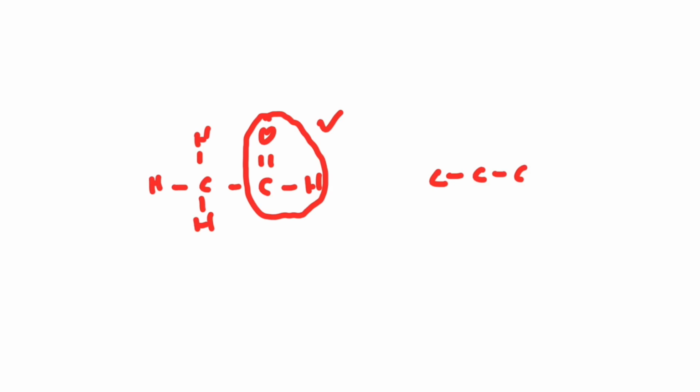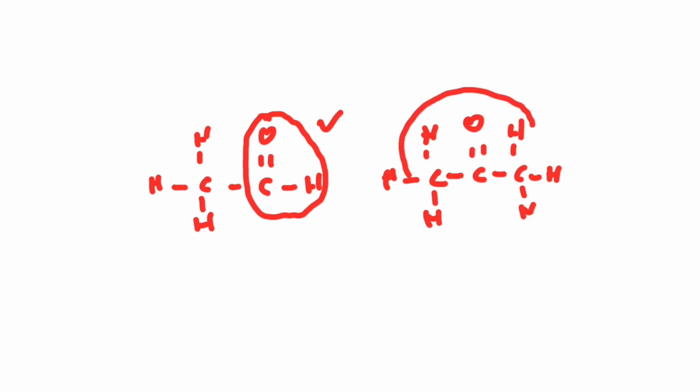So ketones: 1, 2, 3, double bond oxygen, hydrogens everywhere else, right? So this is the structure of the functional group. In a ketone, the carbon that is double bonded to the oxygen is sandwiched by 2 other carbons. If that is the case, then it is a ketone. But in an aldehyde, it's always at the end of the chain. So that is the difference between aldehydes and ketones. In ketones, the carbon is sandwiched by 2 other carbons, and in aldehydes, it is at the end.